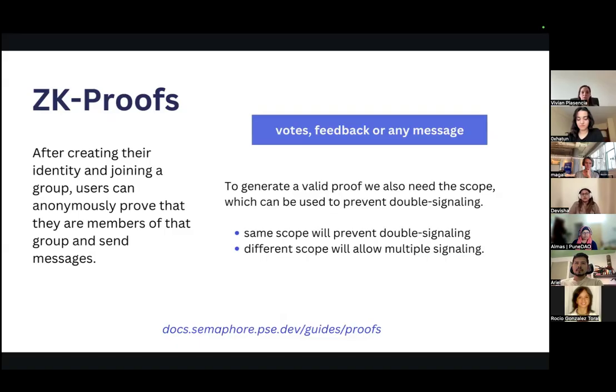A scope is like a number or an identifier for the proof. If you send a different one, then you will be able to have multiple signaling. And when I explain the circuit part, you will see why. So first the concept, and then you will see why this happens and how. You can learn more about the proofs in the documentation too, in the proofs section.